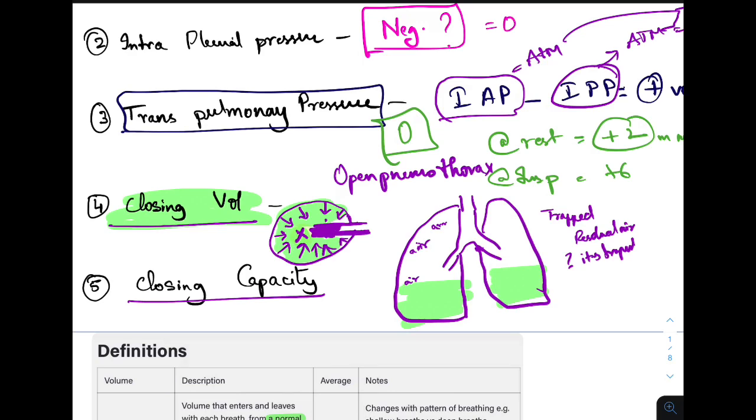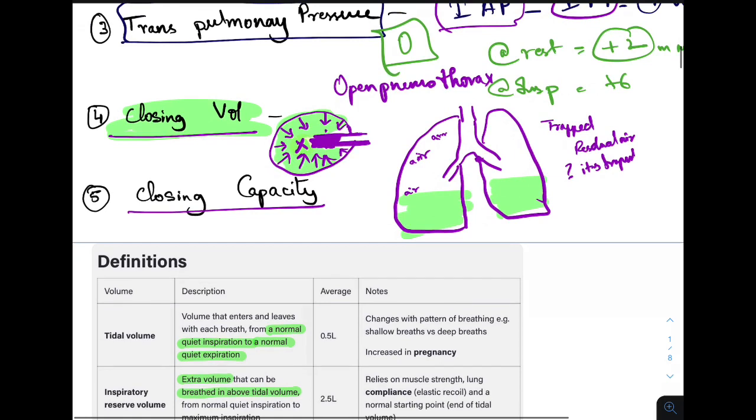closing volume. And the closing capacity is equal to closing volume plus residual volume. This is very important. Residual volume will be there in the lungs no matter what. No matter how much you try to expire the air, it will not go. This is the basic thing.